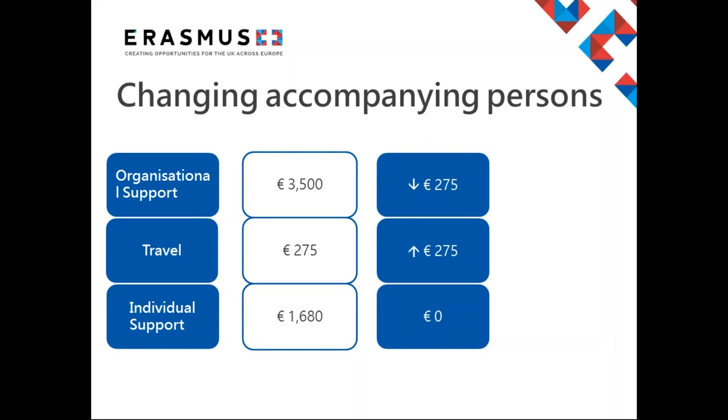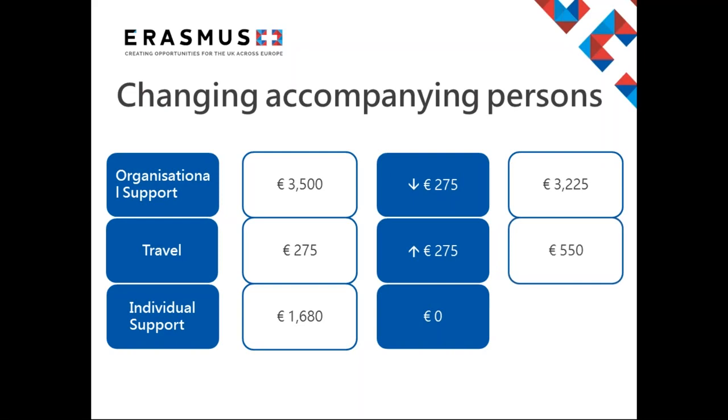However, if one accompanying person needs to stay an extra day to complete a handover, you will require 1 day's worth of individual support. The amount for an accompanying person for Germany is €120 per day, which would increase individual support to €1,800 and decrease organisational support to €3,105. I hope you have found this example useful. If you are unsure about how to implement a budget transfer, please read Article 1.3.3 of your grant agreement and contact your project officer for any additional guidance.